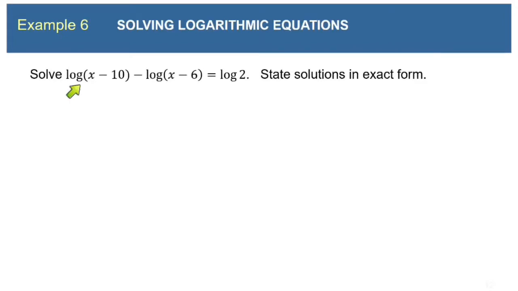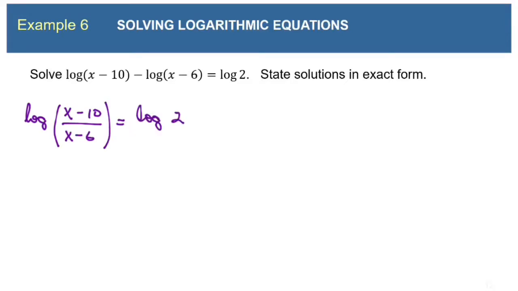So this one says log, by the way, base 10, right? Log of x minus 10 minus log of x minus 6 equals log of 2. Now, in order to condense these two terms into one, this is a minus, so I would have to use the quotient rule for logs, and it would look like this. Log of x minus 10 over x minus 6 equals log of 2.